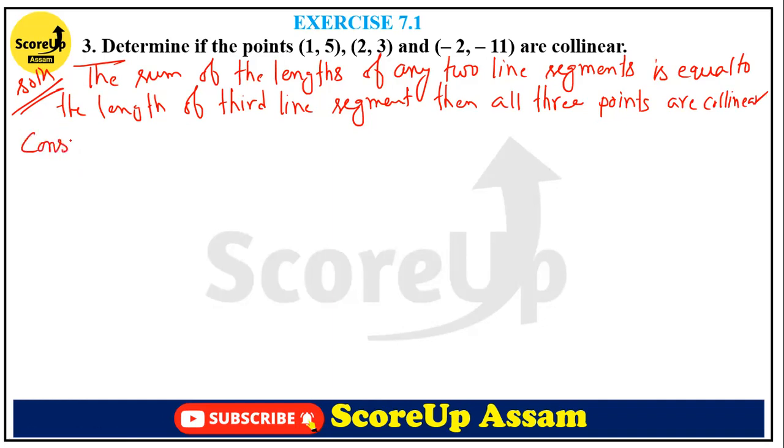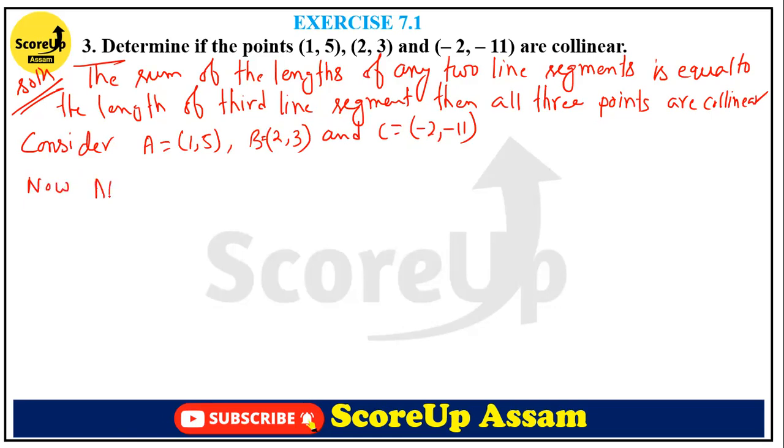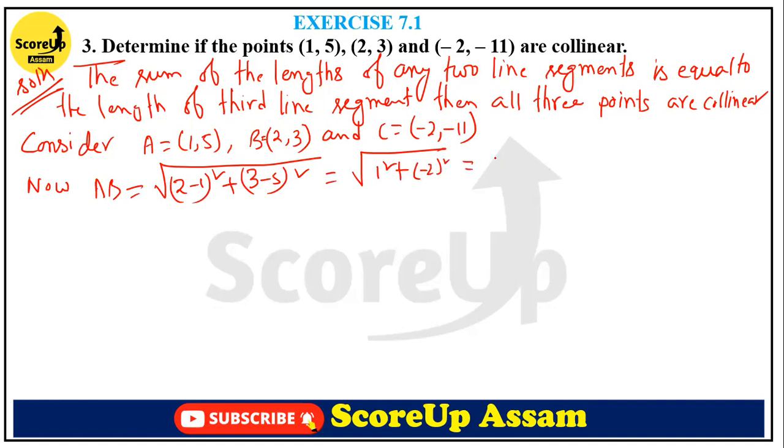Now consider A is equal to 1, 5, B is equal to 2, 3, and C is equal to -2, -11. Now AB is equal to what? The square root of (x2 minus x1) whole square plus (y2 minus y1) whole square, that means (2 minus 1) whole square plus (3 minus 5) whole square, ultimately 1 square plus minus 2 whole square, that means root 5. Okay, AB.